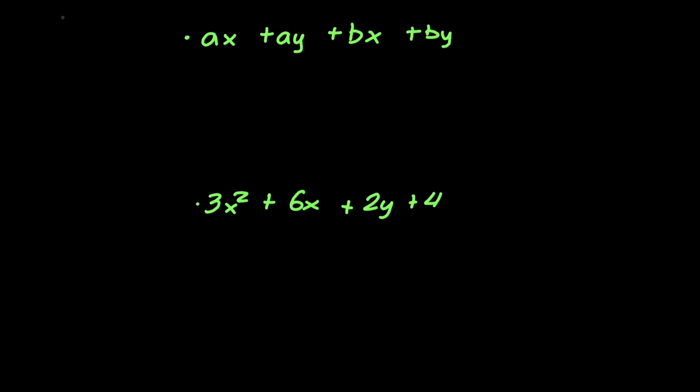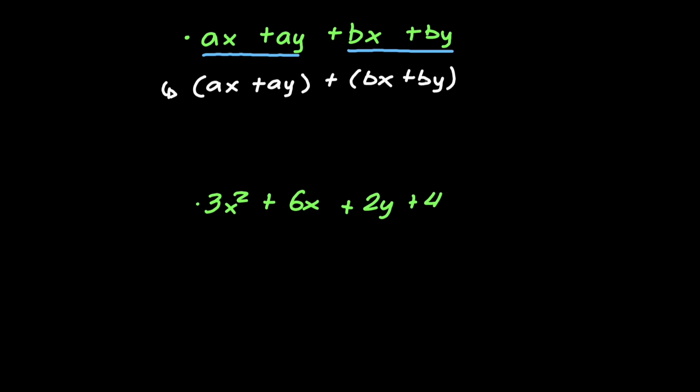Let us start with factoring by grouping. Now, this is usually used when there are 4 terms. So what you're going to do here is to group this into 2 parts. Group the first 2 into one group and group the last 2 into another group. So it would be like ax plus ay plus bx plus by.